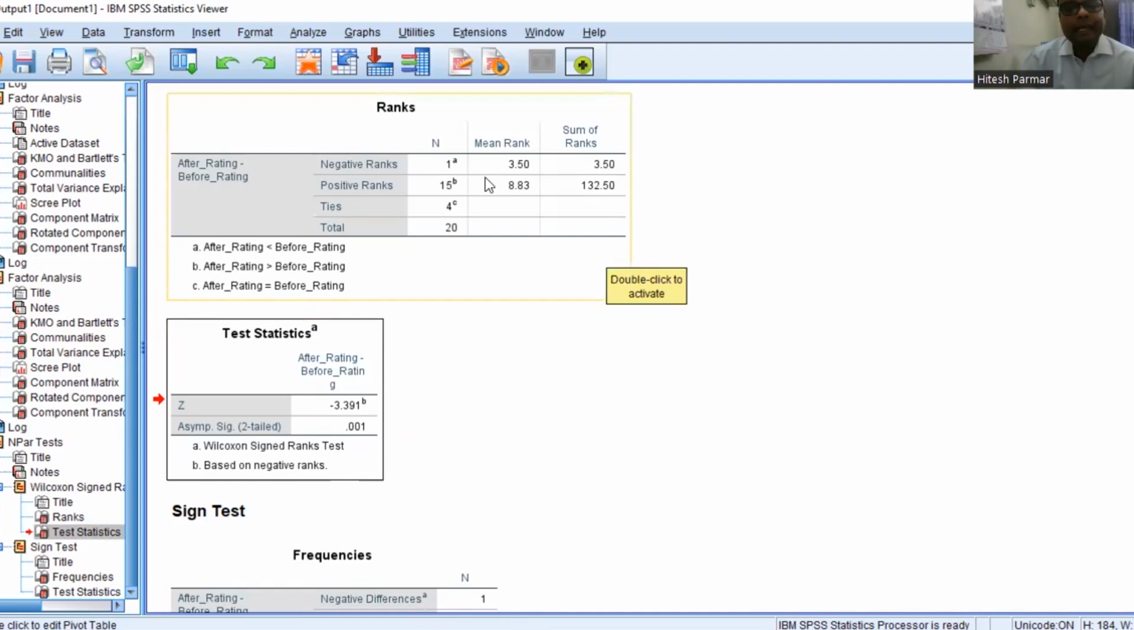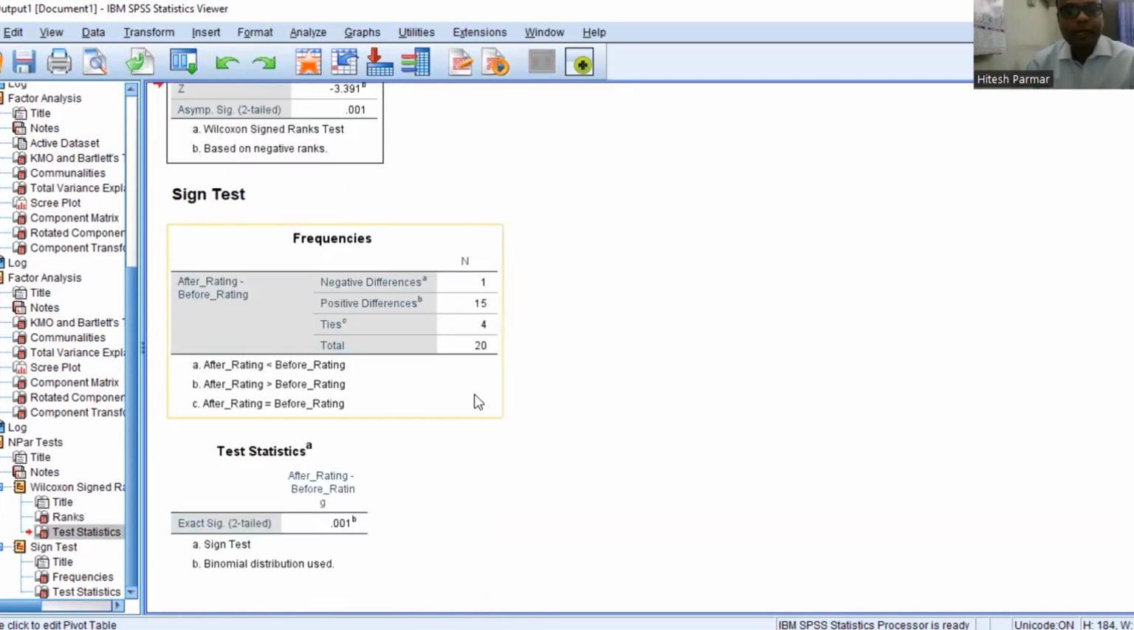And as the average mean rank for the positive rank is higher than the mean rank for the negative rank, 8.83 and 3.50, so 8.83 is higher. So then you can conclude that the treatment is effective. It has positively contributed. The treatment has positively contributed.